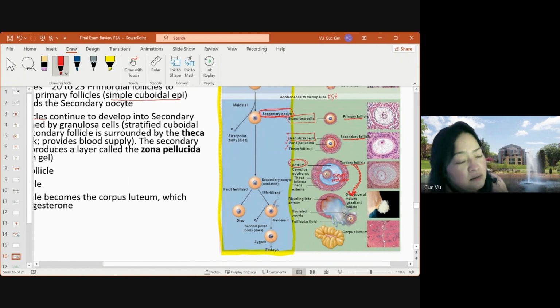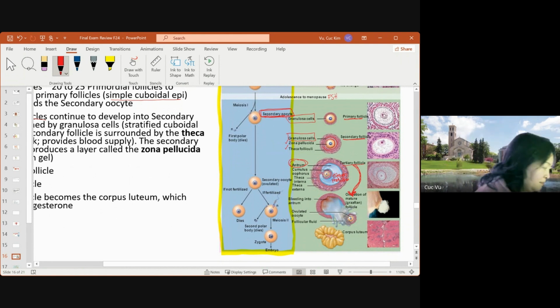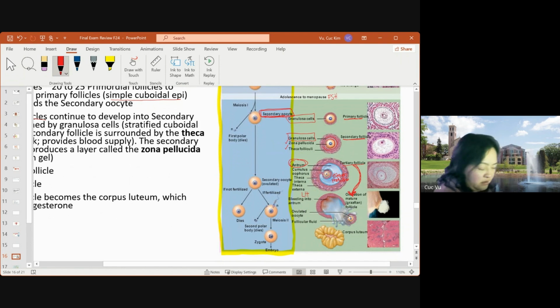Okay? So FSH is going to reduce the receptors. No, I'm sorry. Estrogen is going to reduce the receptors for FSH on the other ones. The one that reached maturity the fastest is then going to continue onward. And then at this point, LH is going to take over, and LH is going to cause ovulation.